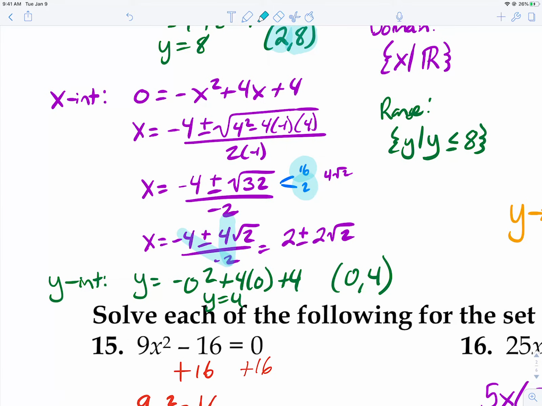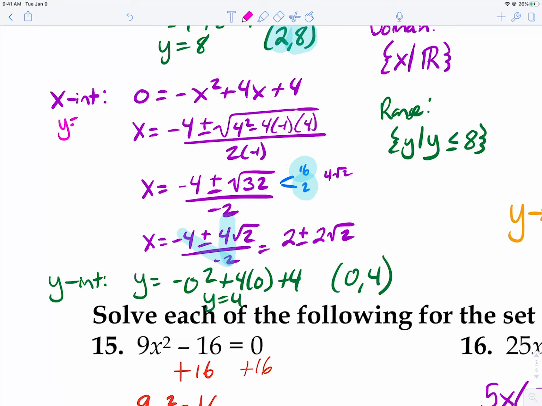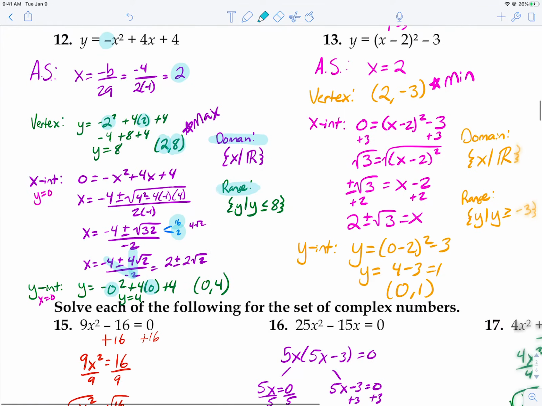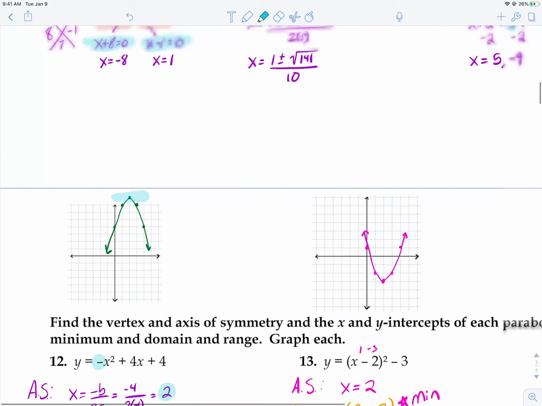For the y-intercepts, x equals 0. So don't forget that on the x-intercepts, y equals 0, and on the y-intercepts, x equals 0. The other letter is always 0. So if you plug in 0 to all of your x values, you end up finding that y equals 4, so your y-intercept is 4. The domain for this parabola is all real numbers, and the range is that y is less than or equal to 8, because if you look at your graph, the highest y is at 8, and it goes down from there.